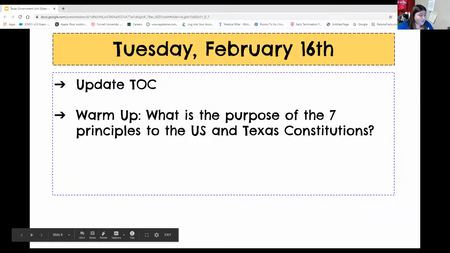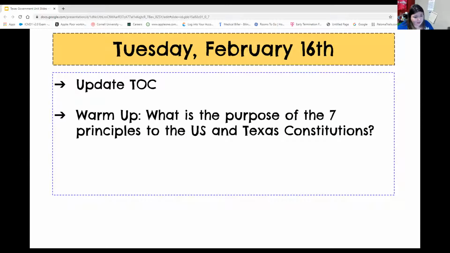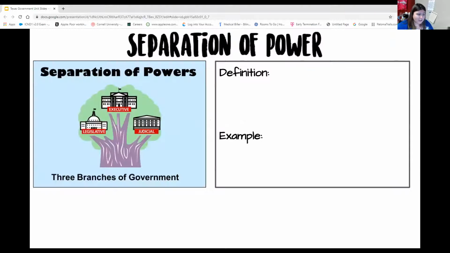What is the purpose of the 7 principles of the U.S. and Texas Constitutions? Go ahead and fill that out in the assignment area that I have created for you for the warm-up. If you haven't done so, please do so now. I will now continue on to the next part of our lesson.